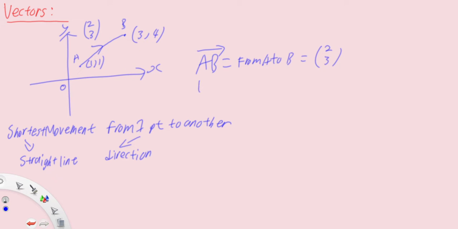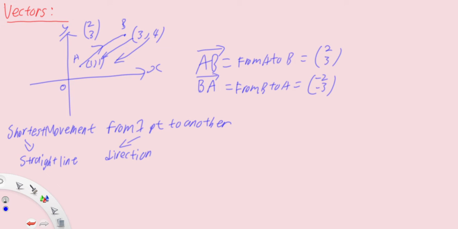On the contrary, if we were to move from B to A instead, you notice that it's actually the same idea, just that we are now moving backwards in a sense. So this is from B to A. And of course, 3 to 1 is minus 2, 4 to 1 is minus 3. So all these are just simple notations. Now, what other notations are there? Okay, so that is the very basic form.